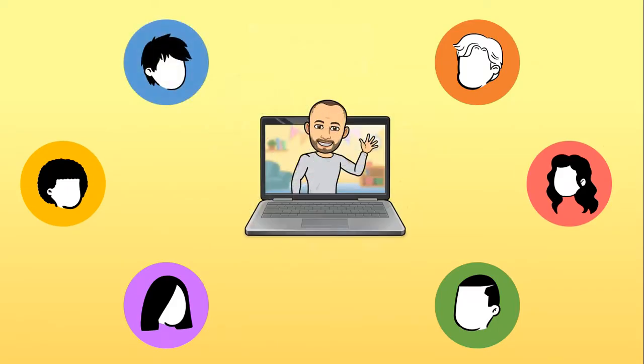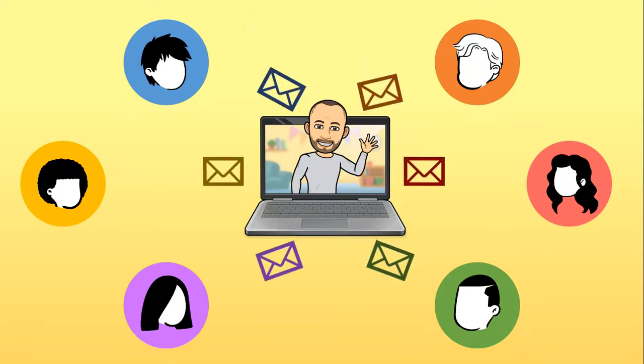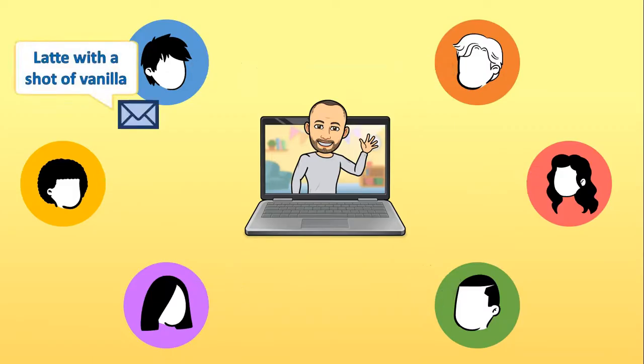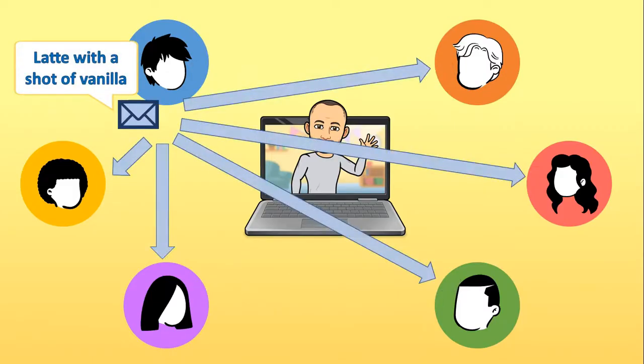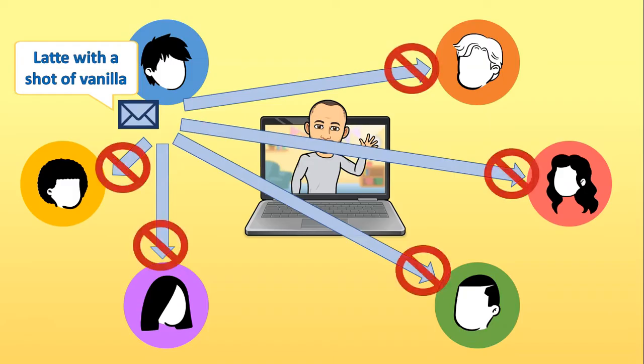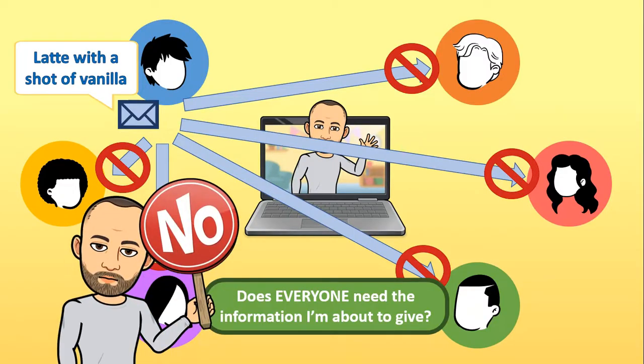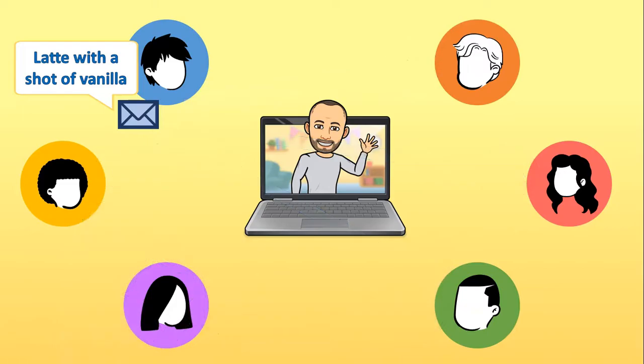So in the computer world, this often happens when we send an email. When I send an email to everyone about, hey, I'm going to get coffee, what coffee would you like? If you're thinking, I want a latte with a shot of vanilla, sending that information to everyone is not actually useful because they don't need that information. So you've always got to ask yourself, does everyone need the information I'm about to give? And in this case, the answer is no. The only person who needs that information is the person getting the coffee, which is me.